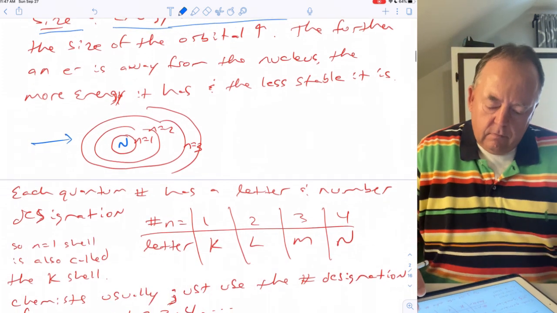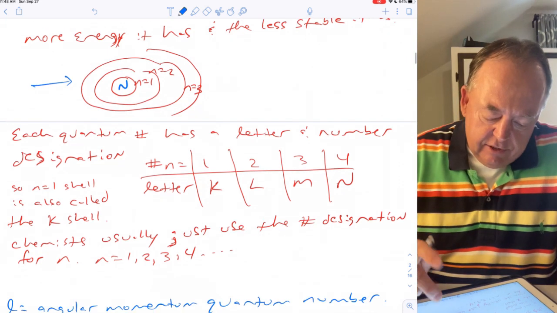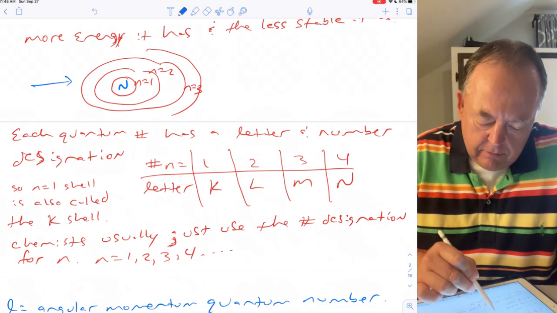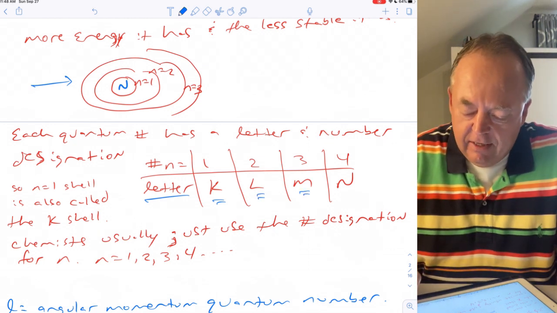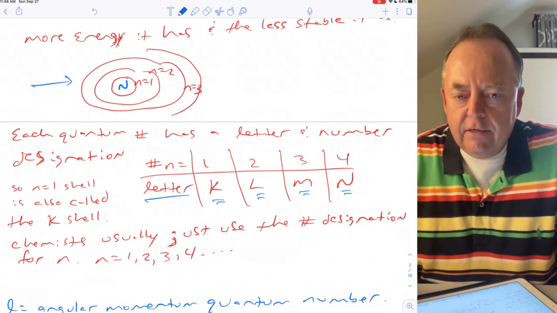So each quantum number has a letter and a number designation. The first shell, so 1, 2, 3, 4 would be the number designation. They have letter designations as well. 1 is also called the K shell, 2 is called the L shell, 3 the M shell, 4 the N shell, and then it's just following the alphabet.